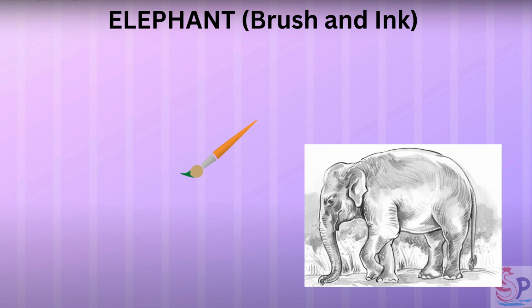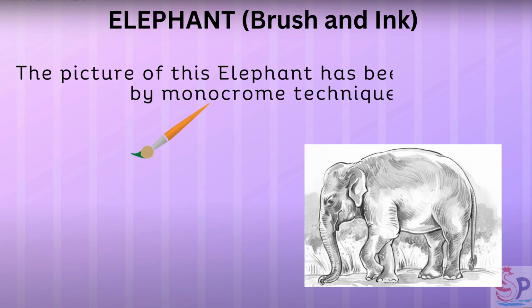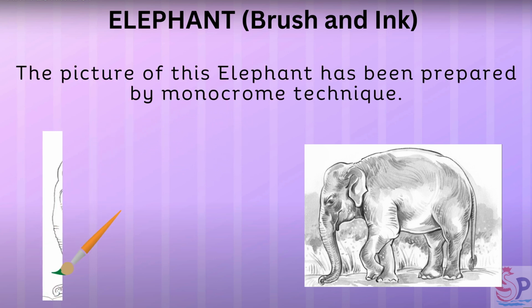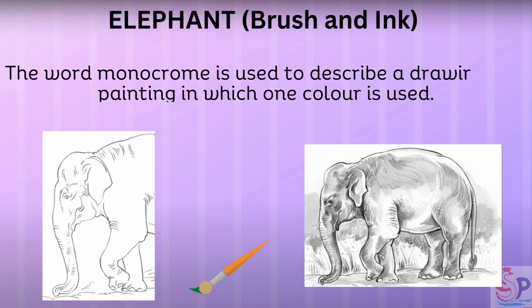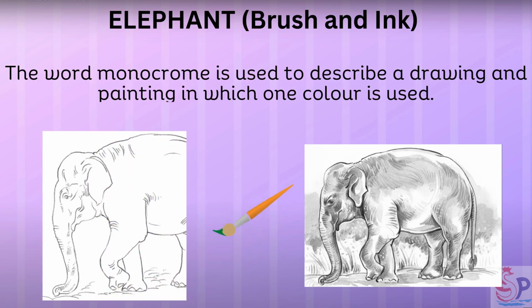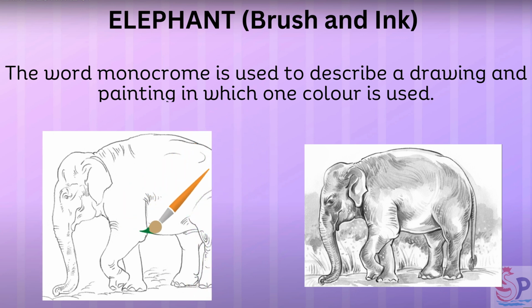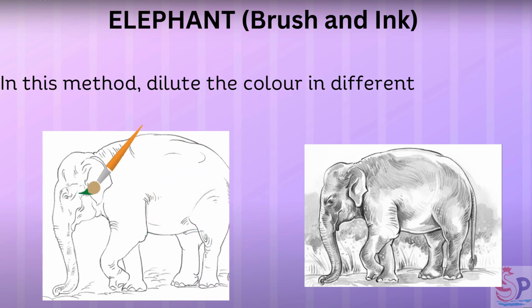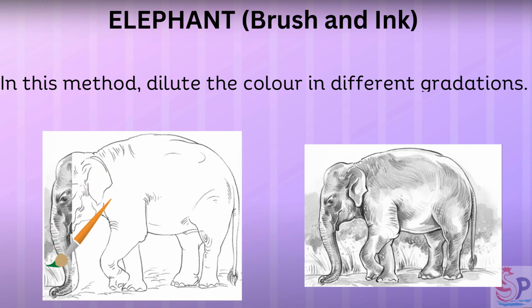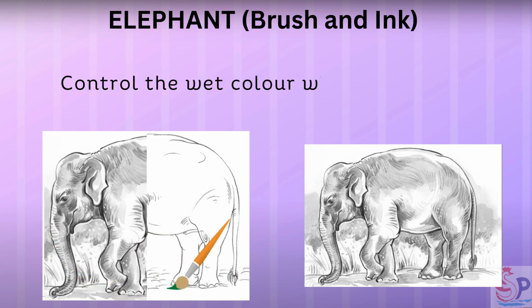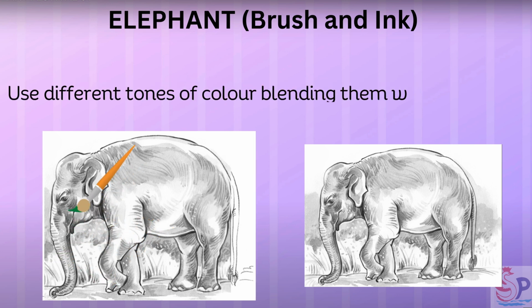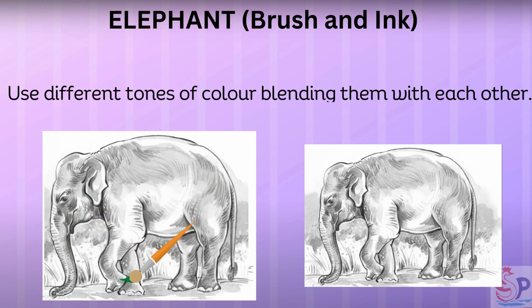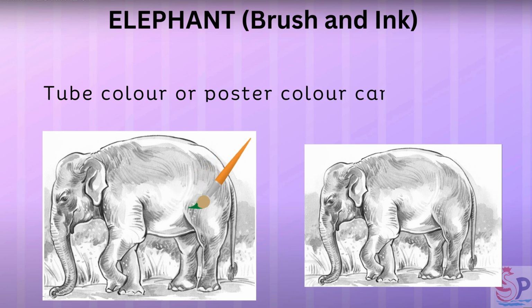Elephant, brush and ink. The picture of this elephant has been prepared by monochrome technique. The word monochrome is used to describe a drawing and painting in which one color is used. In this method, dilute the color in different gradations. Control the wet color with a fine brush. Use different tones of color, blending them with each other. Tube color or poster color can be used.